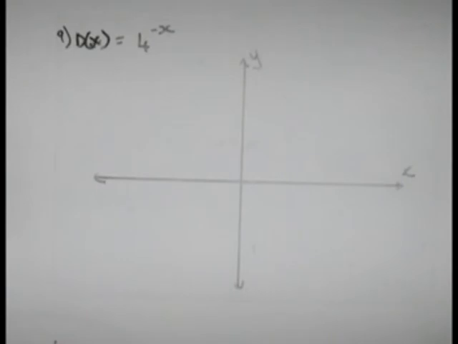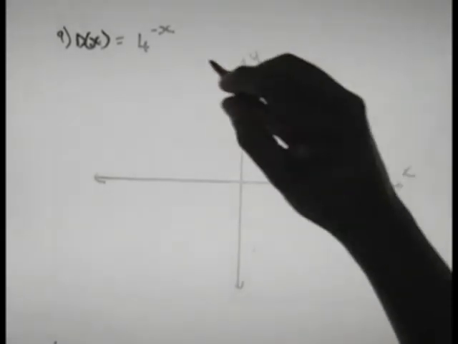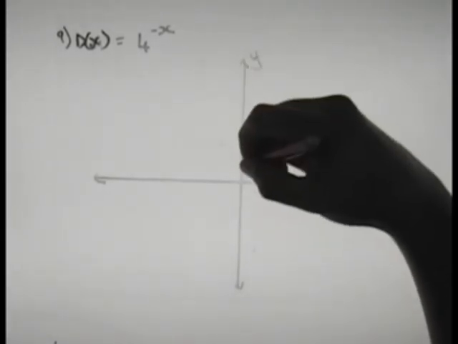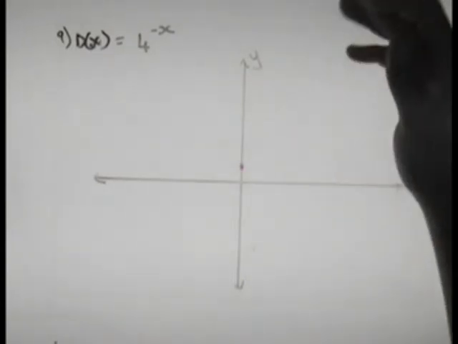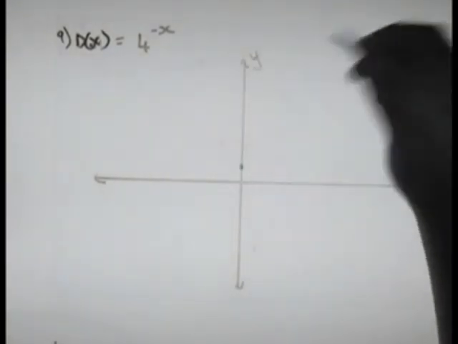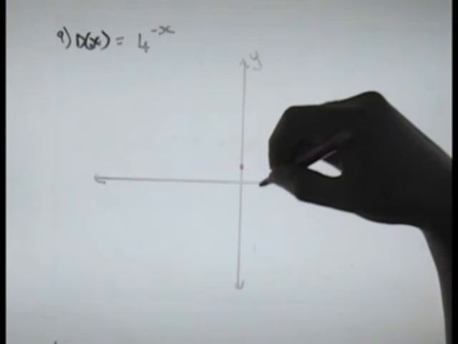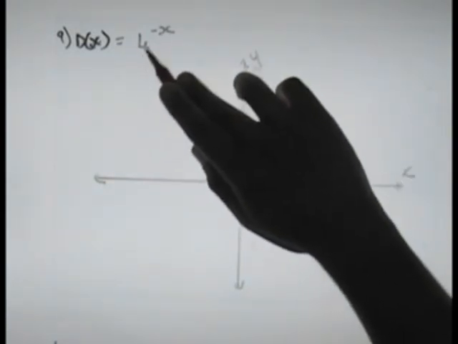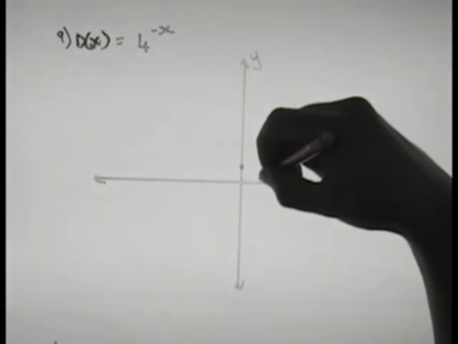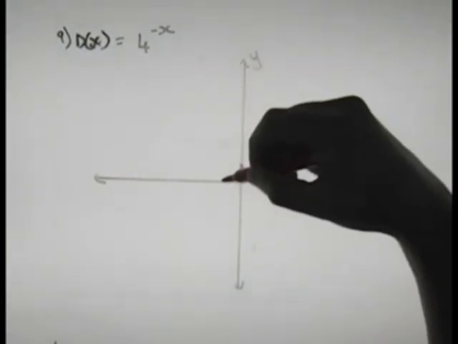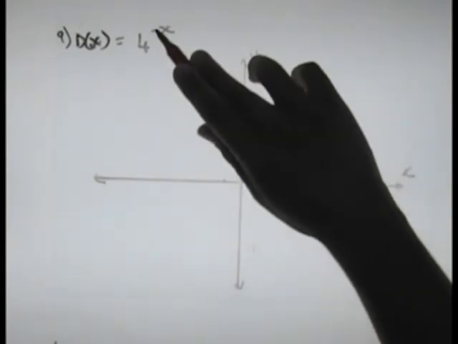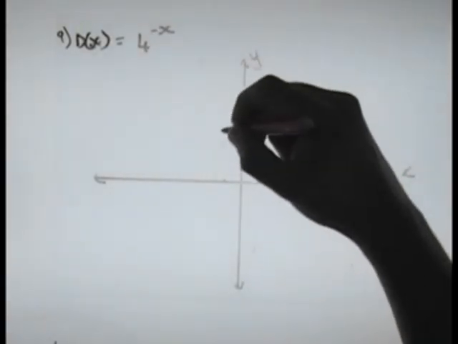Number 9 reads D of x is equal to 4 to the power negative x. Now think about this one. When x is equal to 0, y is going to equal 1, right? That's fine. It's still an exponential graph. It cuts the y-axis at 1. When x is equal to, say for example, 1, y is going to equal 4 to the minus 1, which is 1 over 4. When x is equal to negative 1, negative 1 times a negative is positive 1, and 4 to the power 1 is 4.